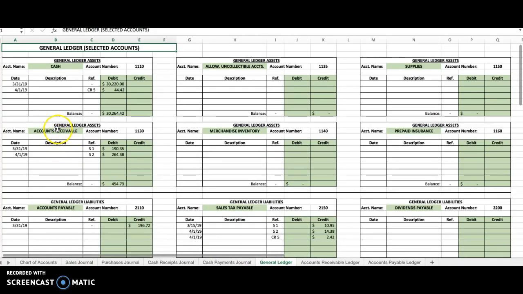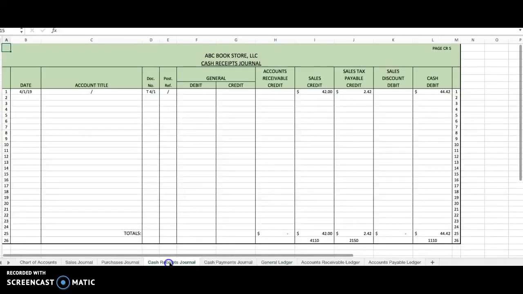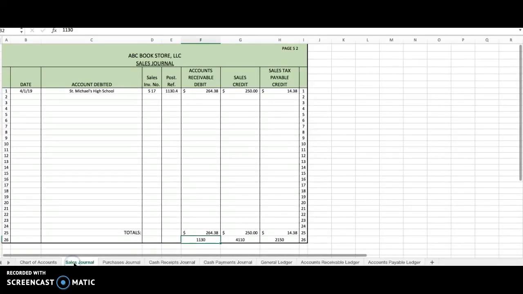And if we look at the accounts receivable ledger and the general ledger on April the 1st, we have an entry coming from Sales Journal, page 2, and there's your $264.38. So this account happens to have another entry in it. At the end of March, there was a debit balance of $190.35. So the total amount is $454.73. So again, 1130 goes back into the Sales Journal.